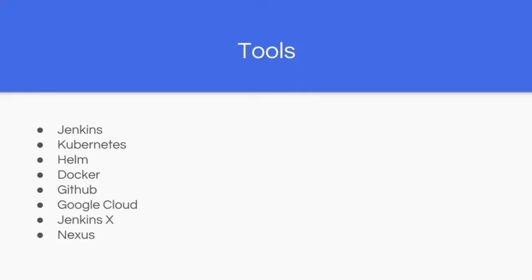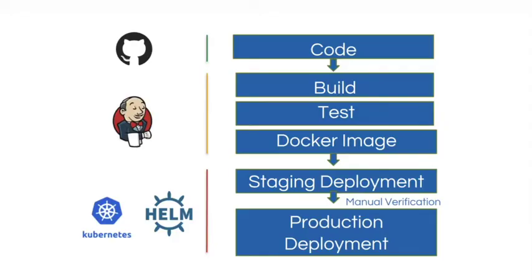So the tools that we're going to be using are Jenkins, Kubernetes, Helm, Docker, GitHub, although you can use other ones like Bitbucket and GitLab, Google Cloud. You can also use AWS and Azure, Jenkins X, obviously, and Nexus. A lot of these tools come with the Jenkins X stack when you implement it. And when we start to do the development and work with our example project, we're going to be interacting with GitHub to make changes to our code.